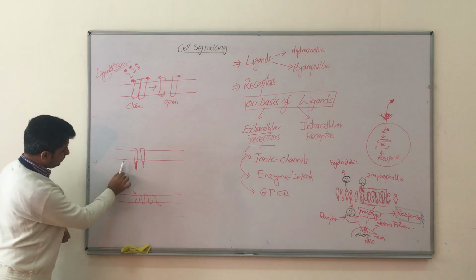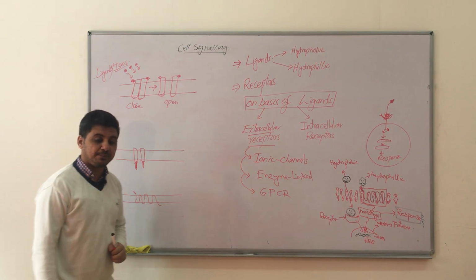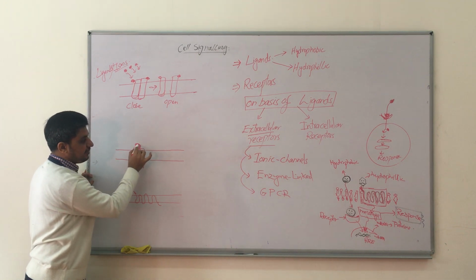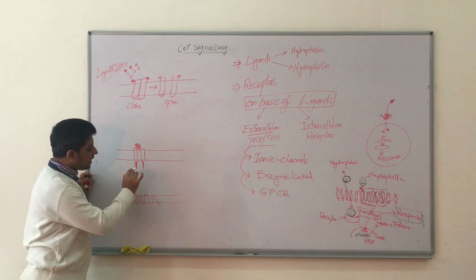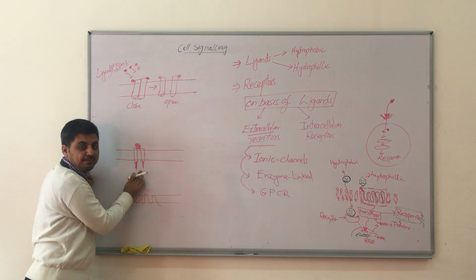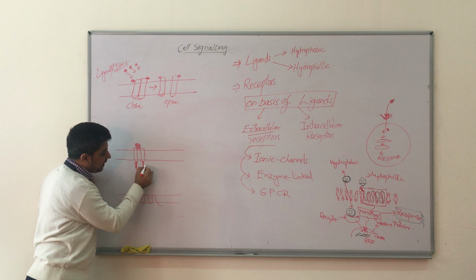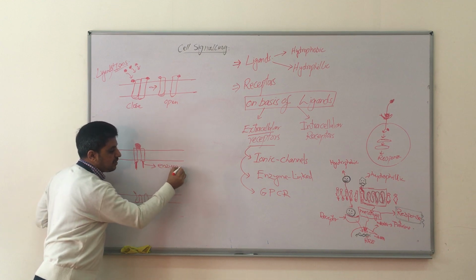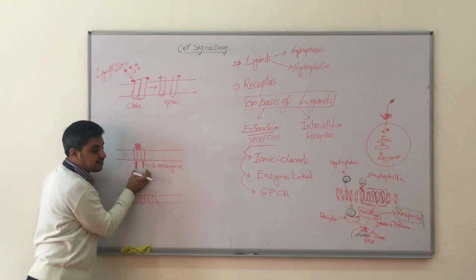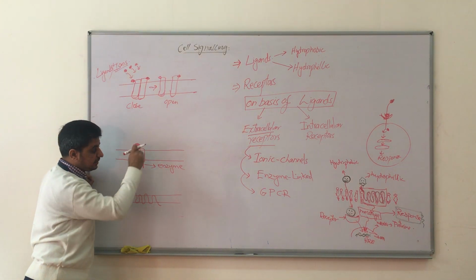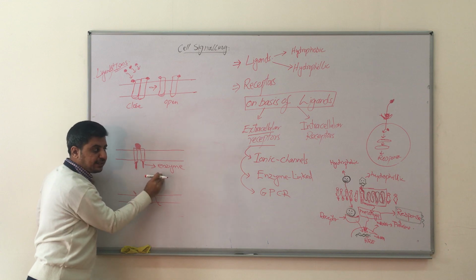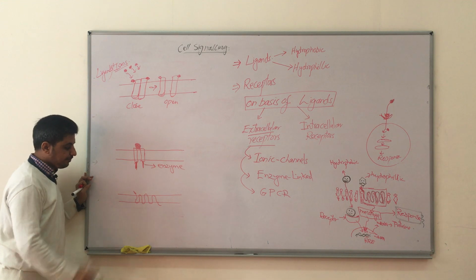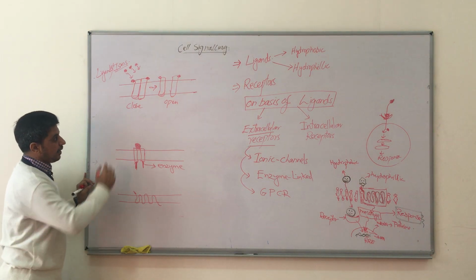Second one is the enzyme-linked receptor. In an enzyme-linked receptor, whenever a ligand comes, that ligand will activate the receptor, and then the inner domain will act as an enzyme. So they have enzymatic activity. We can say that these receptors are linked with enzymatic activity, so that's why they are named enzyme-linked receptors. And the third one is GPCR.